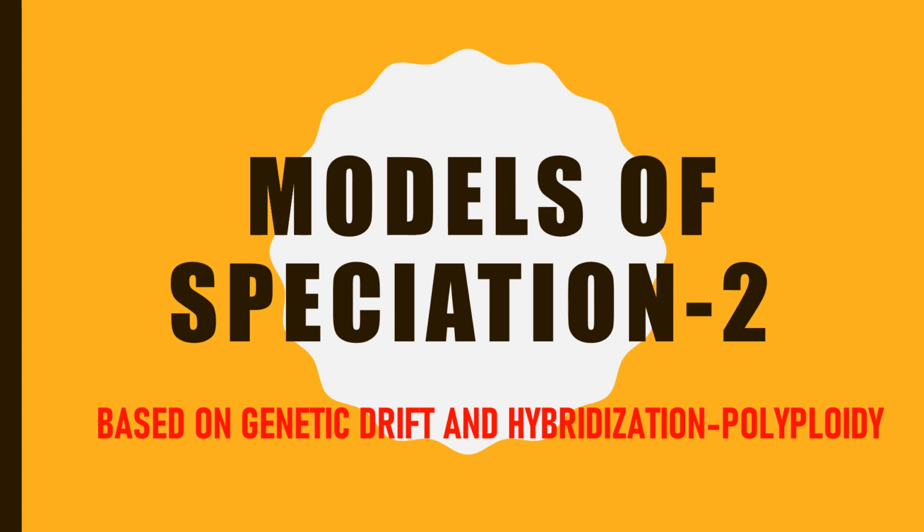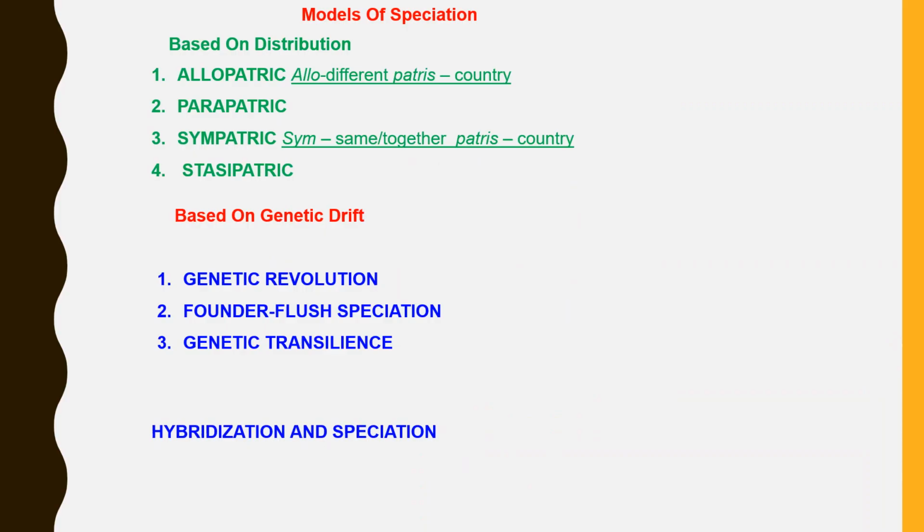Hello students, in this session I'll discuss models of speciation based on genetic drift, and hybridization and polyploidy. In our previous session, we discussed allopatric, parapatric, sympatric and stasipatric speciation. In the present session, I'll discuss speciation based on genetic drift. There are three theories under this: first, the genetic revolution theory, the founder flush speciation theory, and the genetic transilience theory.